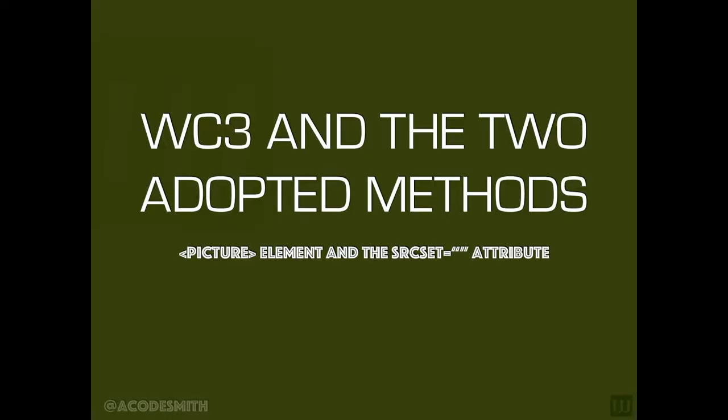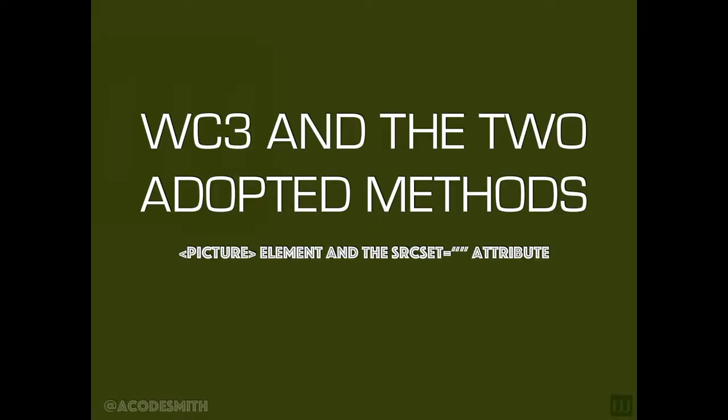So let's talk about the two solutions. What are the two solutions that we have in place that we can start using today that work, and why are they confusing? Because they're kind of confusing. So the first one is the picture element, which is going to make more sense because it's visual, breaks things down into pieces. And the second one is the source set. And the source set can be a little bit more confusing, and we'll dive into that.